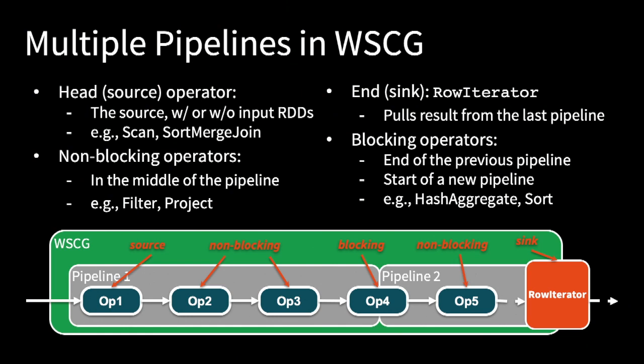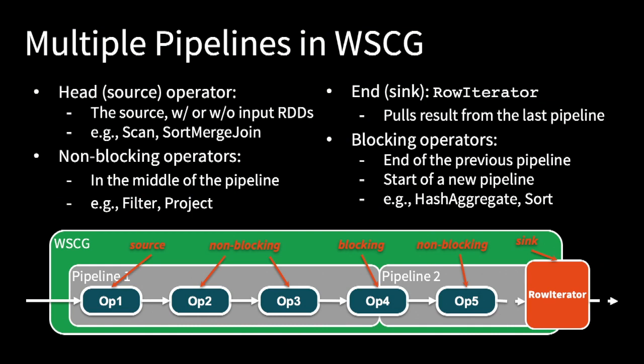Now let's talk a little bit about multiple pipelines. Just like a single pipeline in whole stage codegen, there is a source operator in the very beginning, and it ends with a row iterator that consumes and returns the final output to the next physical node outside of this codegen block.